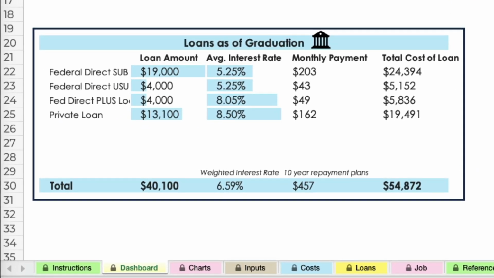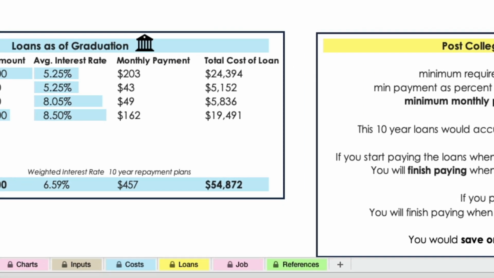The loans table summarizes the type of loans the family and student had to take in order to bridge the gap between expenses and payments. The types of loans tracked here are the federal direct subsidized, unsubsidized, parent loans, and private loans. For each type of loan, you have the total loan amount, average interest rate for that category, monthly payments, and the total cost of the loans, which includes interest.